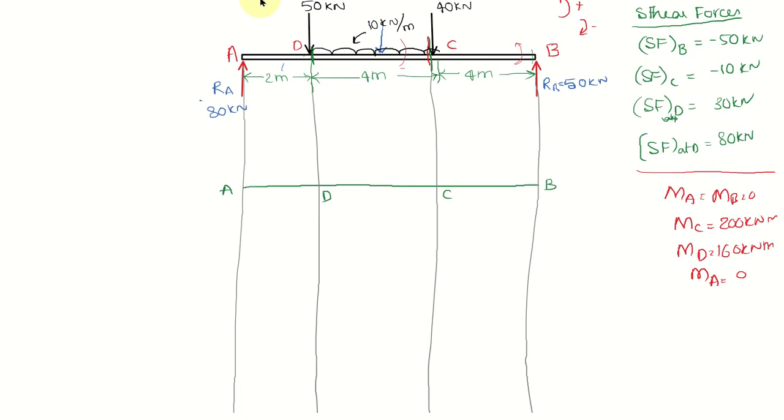If you see, this is the reference line, and shear force at B is minus 50 kilonewton, and there is no force in between B and C, so that will be continued up to here, minus 50 kilonewton.